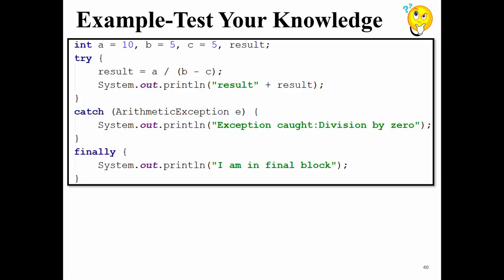Now I will be more specific. I will define A, B, and C and result and try to do some arithmetic calculation. For this try block, if any arithmetic exception is thrown, I have to catch it in the catch ArithmeticException block. And I will print exception divided by 0. That's the arithmetic exception that I'm going to catch, to be more specific in my applications. And then I will print I am in finally block. So what do you think will be printed here?